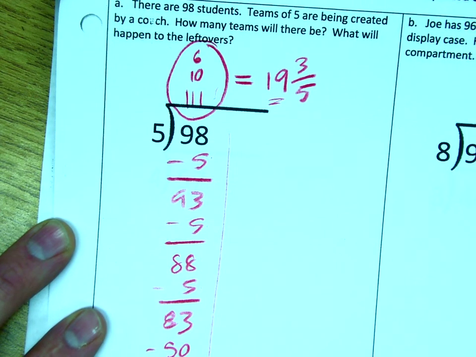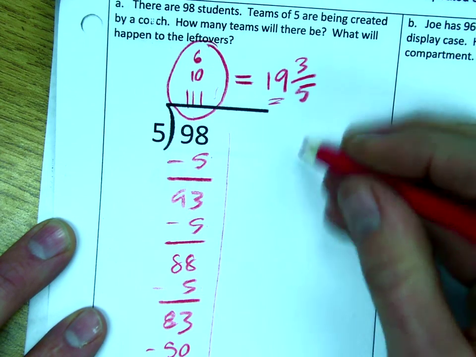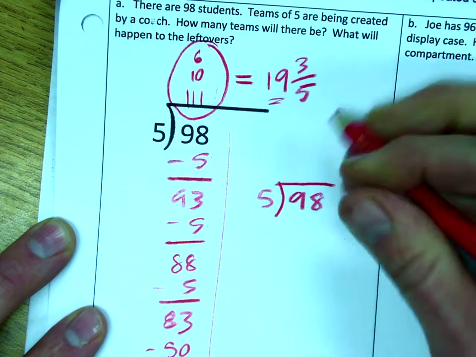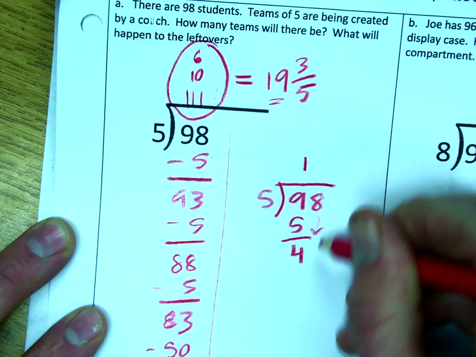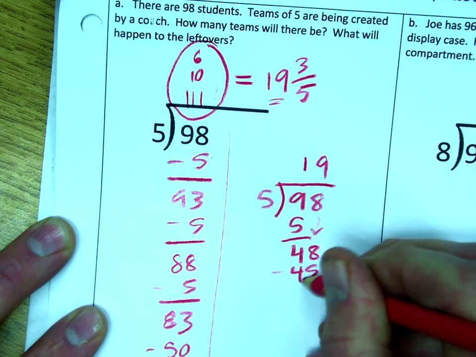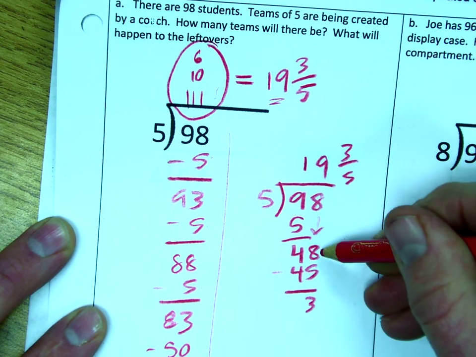And we compare it to the standard algorithm by saying that if we did the standard algorithm with this, we would have gone like this. We would have taken away 1 and ended up with 4 and dropped the 8 and had 48. 5 goes into that 9 times. That's 45, and there's 3 left over, and it produces the same result. It's just that we took away groups of 5s all at once.